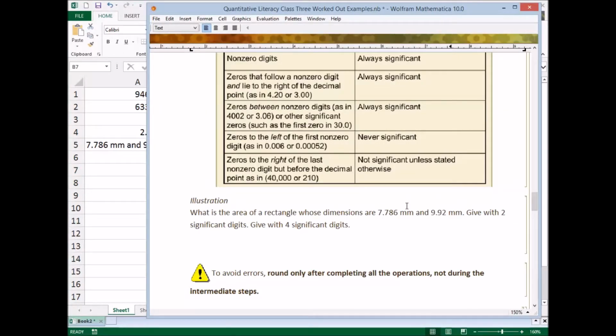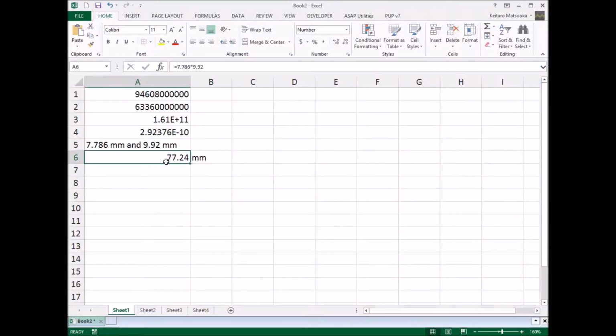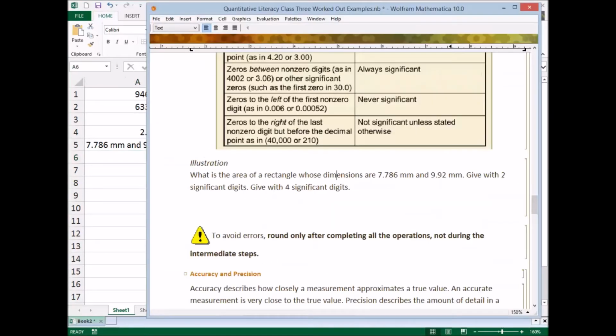One thing to note is to avoid errors, you want to wait rounding till the very end. You do not do the rounding in the intermediate steps. So that's one thing you should keep in mind. So wait till your last calculation here to reduce your significant digits.